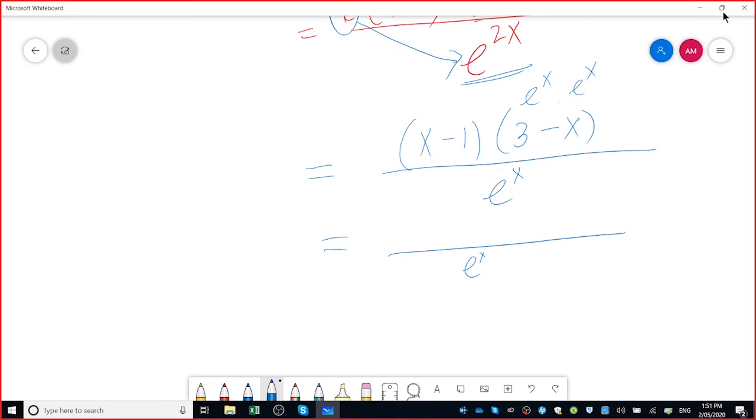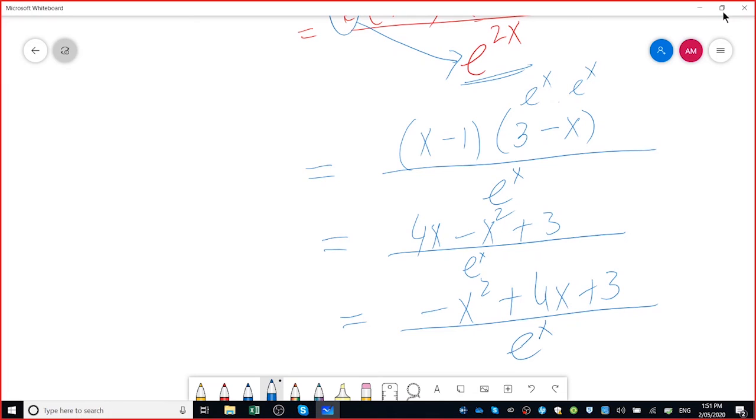So it becomes 4x minus x squared minus 3 on the top? Yes, that's correct. But normally what we do is write from the highest power, so it would be better to write it like this: minus x squared plus 4x plus 3, over... It's minus 3. Yes, it's minus 3. So let me just correct it. Good.